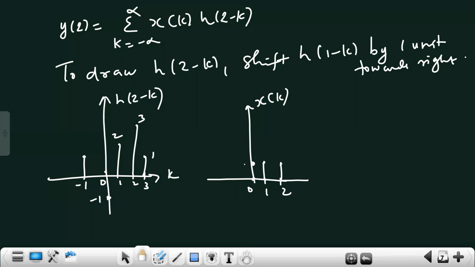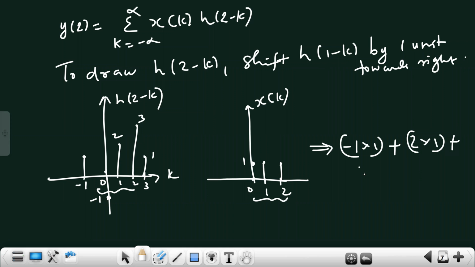So when you multiply and sum, the answer will be from the common time instances, again 0 to 2. At 0 it is having -1, so -1 into 1, plus at 1 you're having 2 and 1, so 2 into 1, plus at 2 you're having 3 and 1, so 3 into 1. So the answer is -1 plus 2 plus 3. Answer is 4.